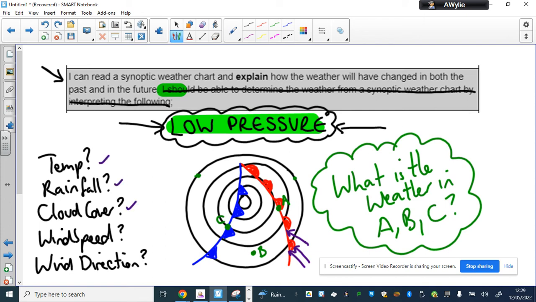Okay. Why is the wind speed quite strong? Because the isobars are quite close together, because it's an area of low pressure. A is also quite near the center of low pressure, which is right here, I'm indicating, and therefore the winds will be quite strong. And the wind direction is coming from the southwest.